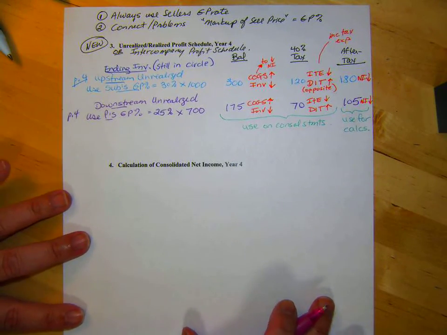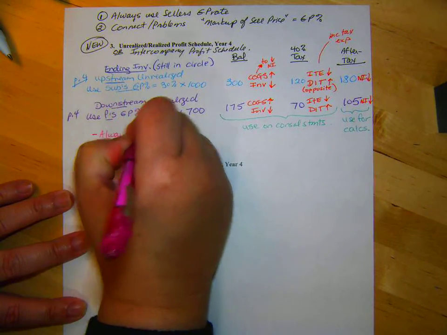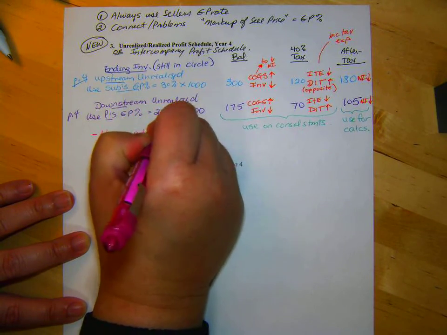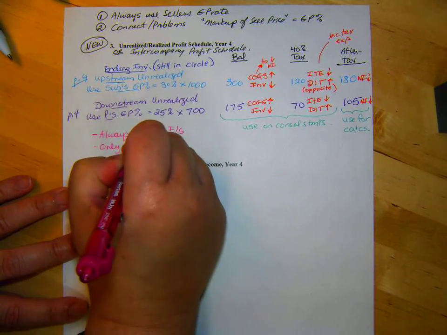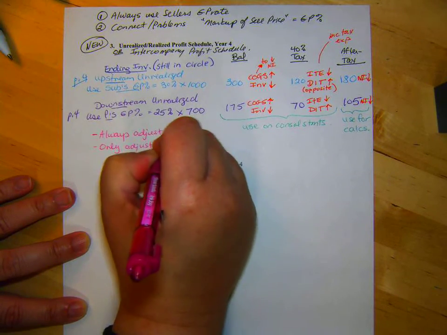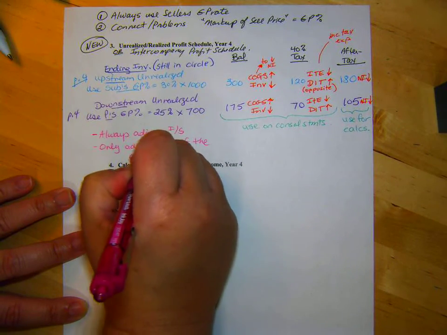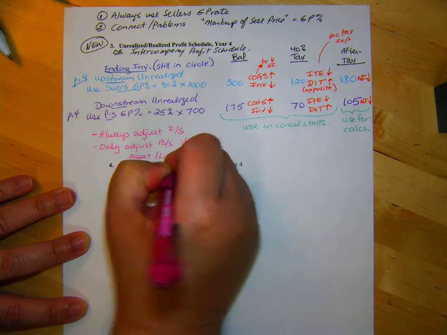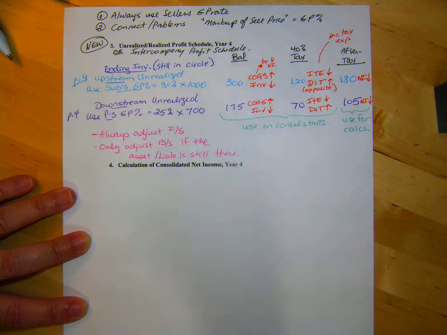So, just a general rule when you're adjusting your statements: always adjust income statements. Only adjust the balance sheet if the asset or liability is still there. And we'll see that in the next year.